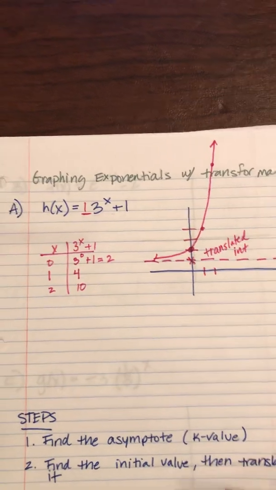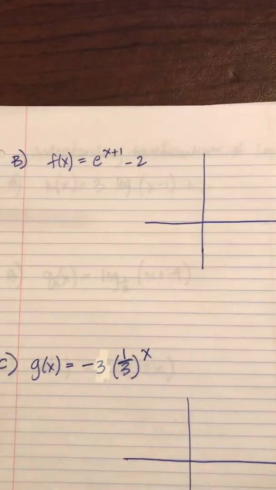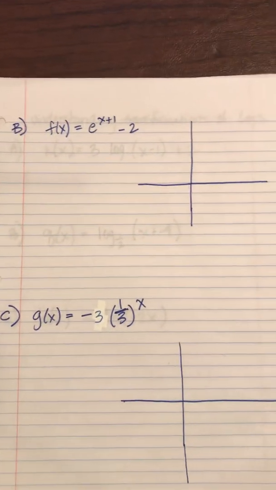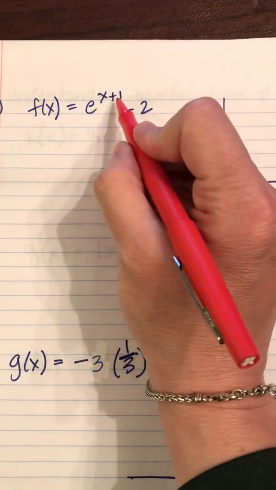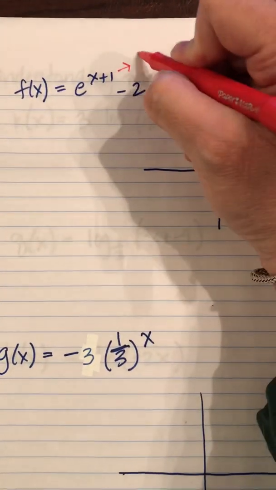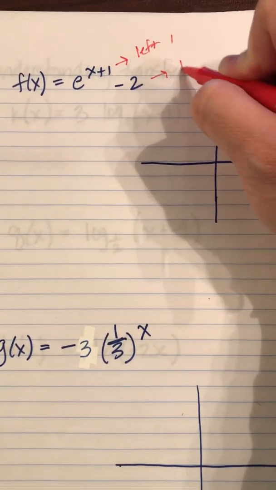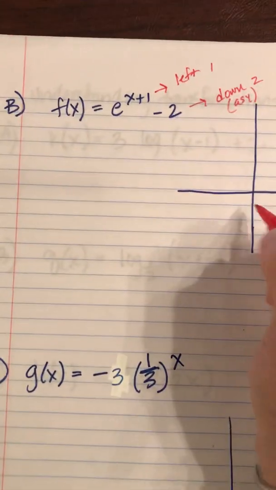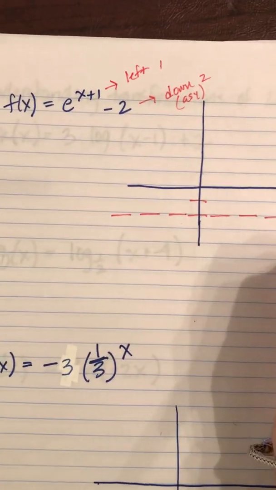All right, got 2 more examples for you, and then we'll be done. All right, so the next one is an e function. Again, I wanted to show you this one just because I want you to remember that it is no different than graphing a regular exponential. So in this one, I want you to notice that this +1 is going to make my graph move to the left 1, and this -2 is going to cause my graph to shift down 2. This is also my asymptote. So the first thing I'm going to do is throw in that asymptote at -2.